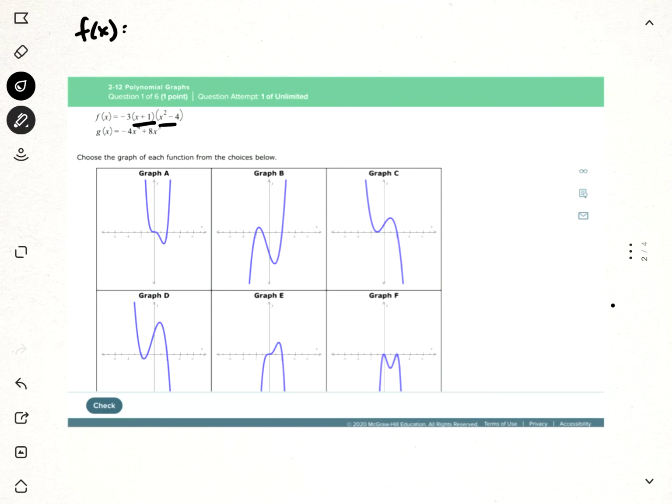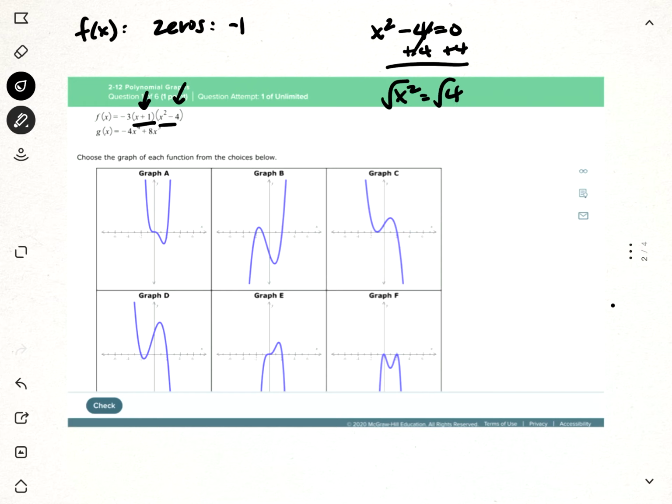So for x plus 1, the zero is going to be at negative 1, because negative 1 plus 1 is equal to 0. Now the second one, we are going to have to solve a little bit, because it's x squared minus 4, not just x minus 4. So we say x squared minus 4 equals 0. Then we add 4, and x squared equals 4. When we take our square root, remember we said that anytime we square root from now on in algebra, we have a positive and negative 2. So we have zeros at negative 1, 2, and negative 2. Right, so we have our zeros.